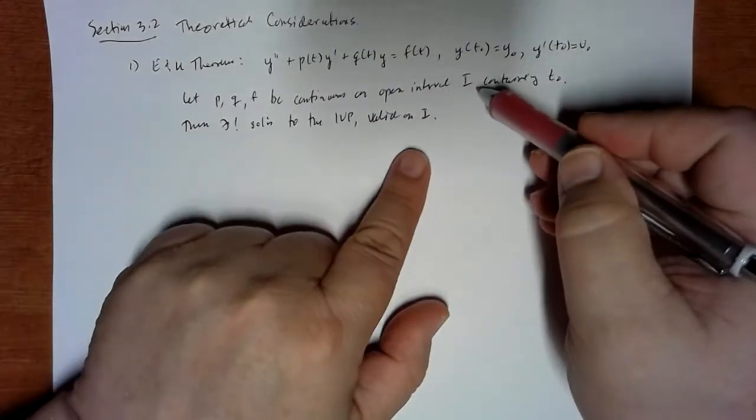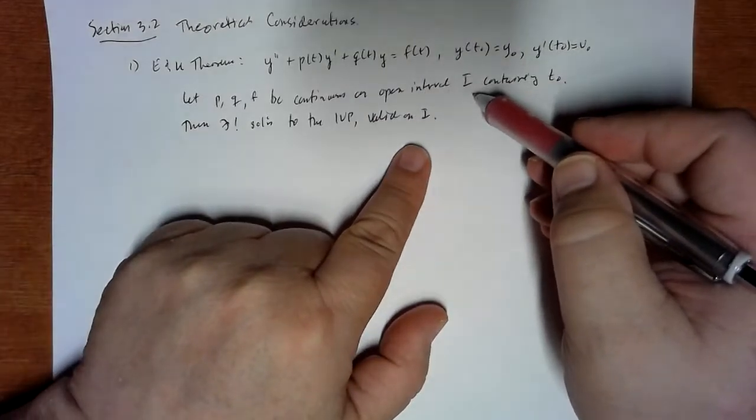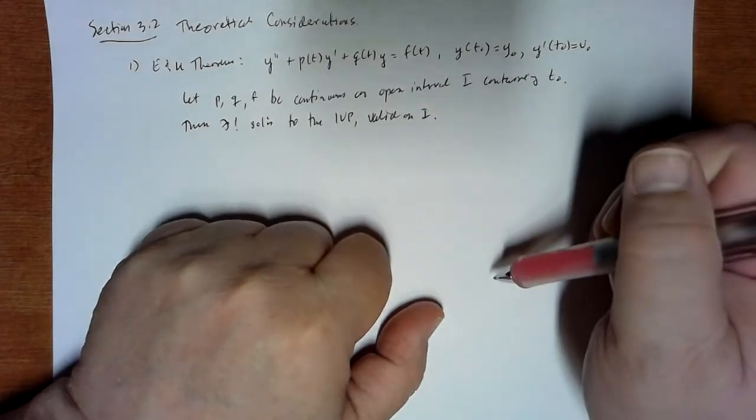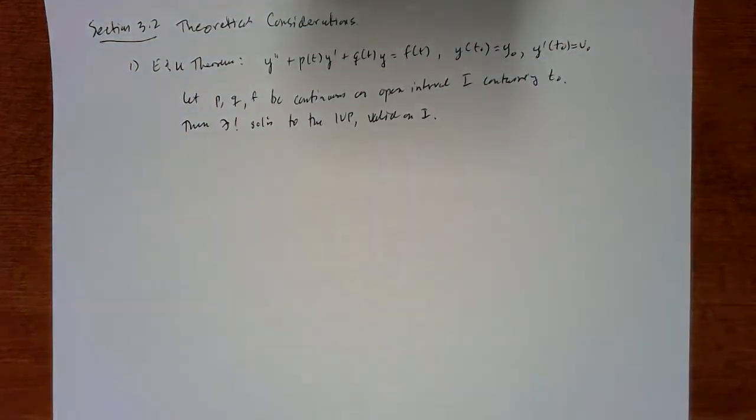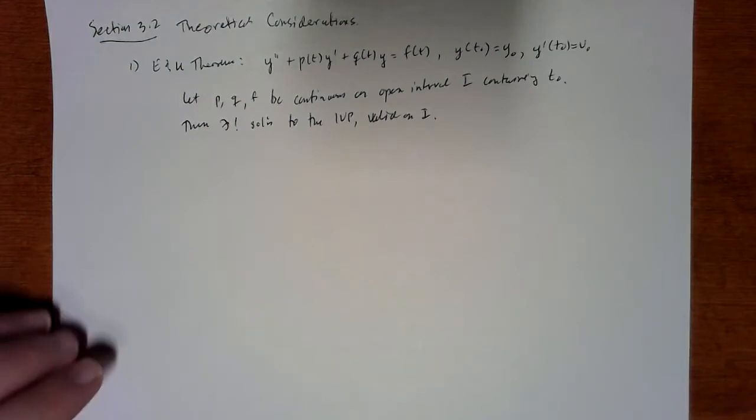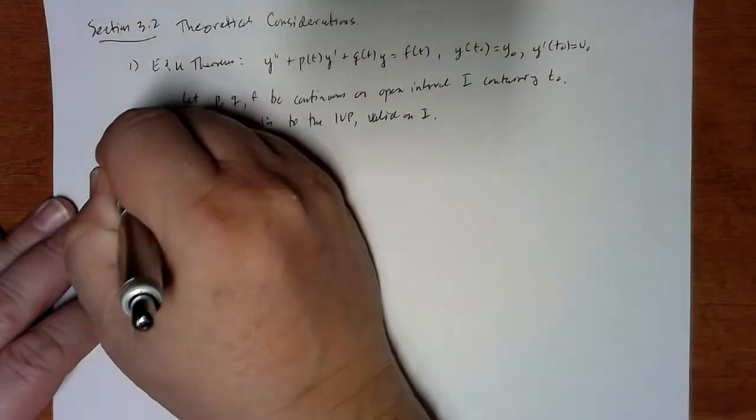So we're able to predict, just like we did in the first order, what interval our solution exists on, right? Without actually solving the differential equation. Good. What was some other theory that we looked at last time? We looked at linear operators.